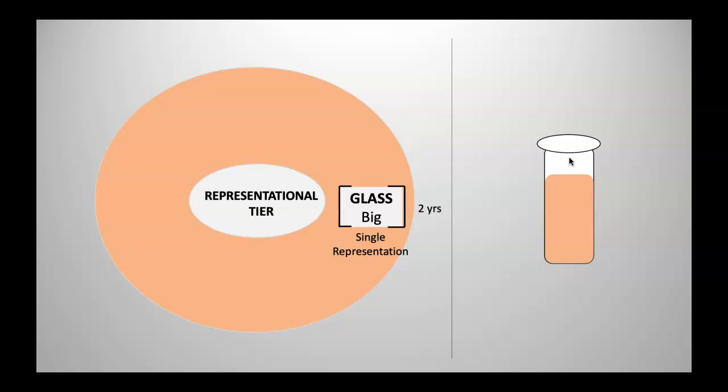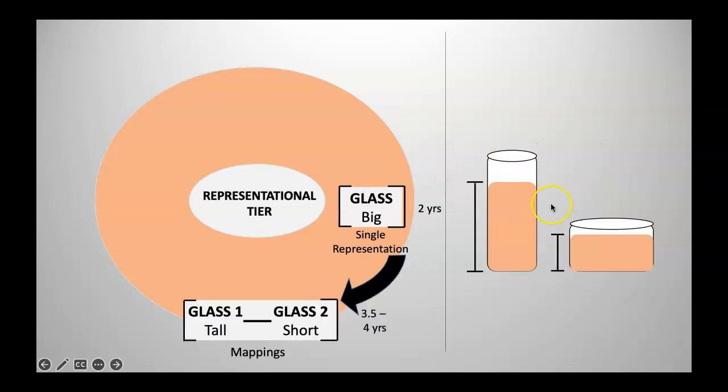One idea. And then, by 3.5 to 4 years of age, we get the capacity to coordinate 2 concrete ideas. So now the child, the 4-year-old, can compare the height of one to the height of the other one. This one is taller than this one. Here's a tall glass and here's a short glass. This is taller than that one. And this is why the 4-year-old fails the conservation task.